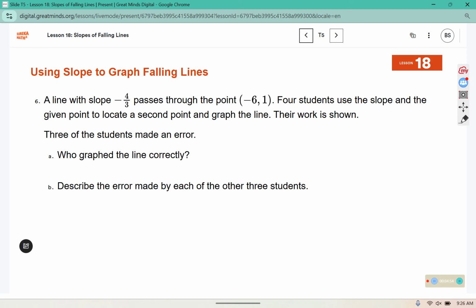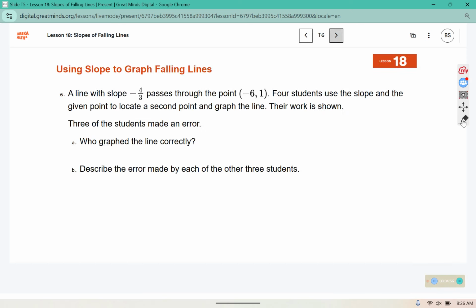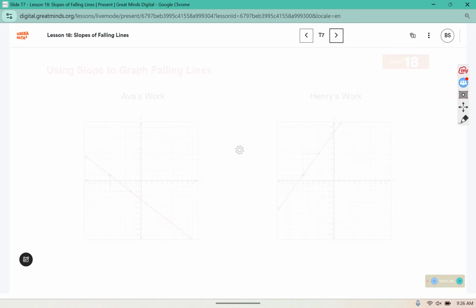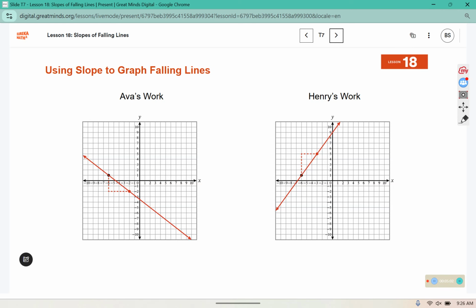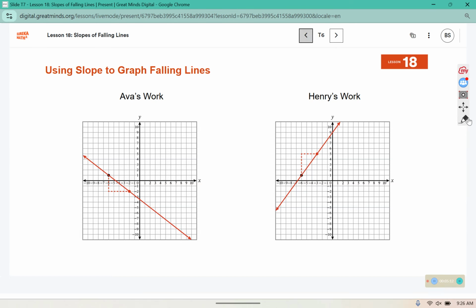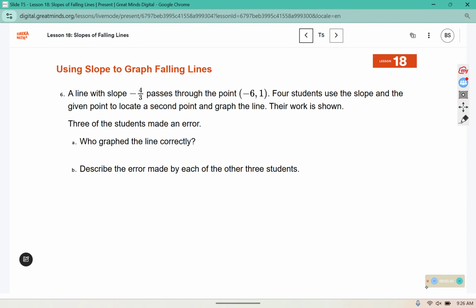Then it was supposed to have a slope of negative 4/3, so it needs to go down. Both of these go down. Ava's goes down, but Henry's goes up. So Henry's we know is incorrect because it has a positive slope. It's increasing from left to right. So Henry's is incorrect. So on B, we can say Henry used a positive slope.